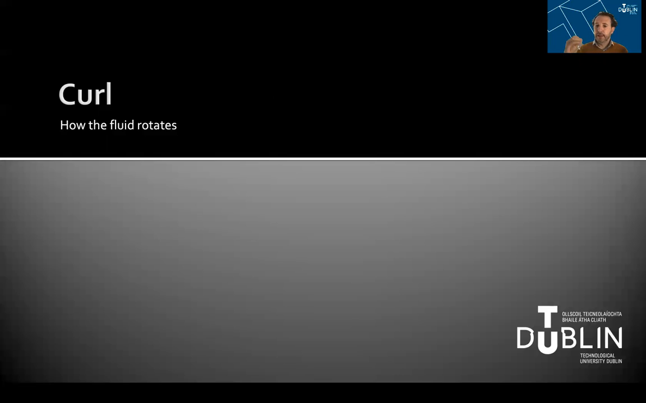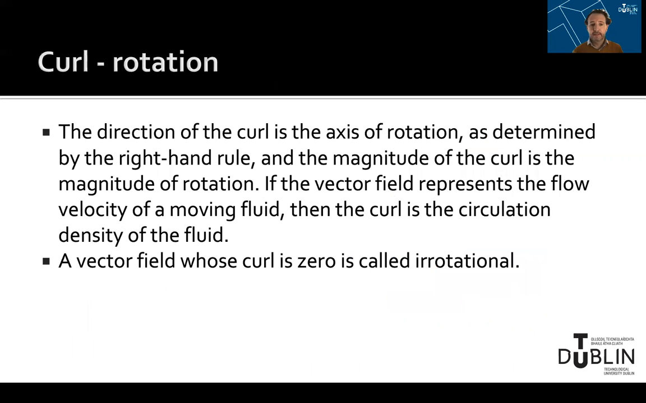Now, we've talked about expansion and contraction, which is divergence. And now we get to curl. Curl is how a fluid rotates. The direction of the curl is the axis of rotation as determined by the right-hand rule. So always going back to your right-hand rule. So how does it rotate? What does it rotate around? And the magnitude of the curl is the magnitude of rotation, the speed of rotation.